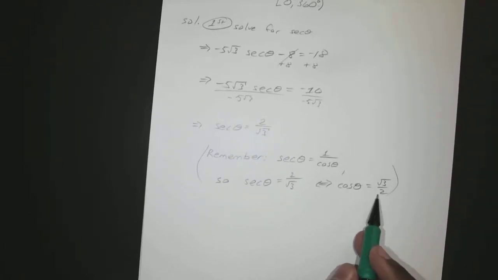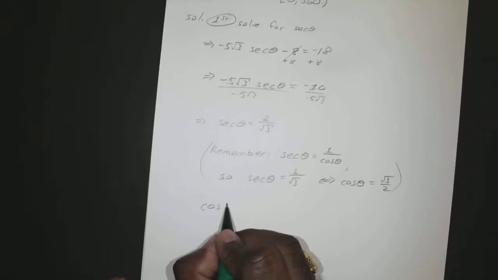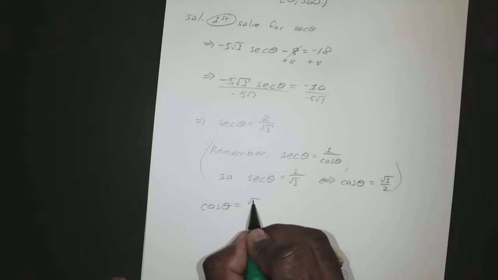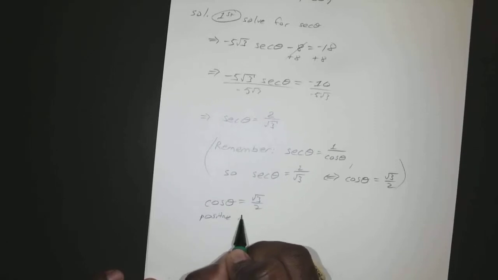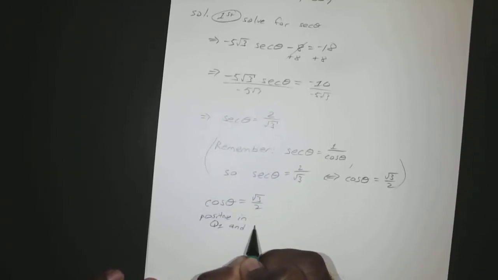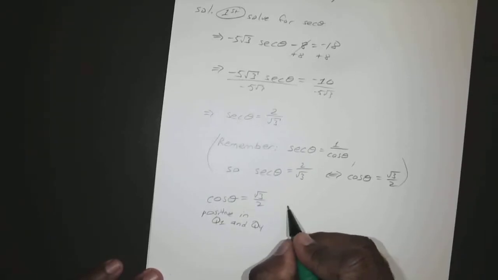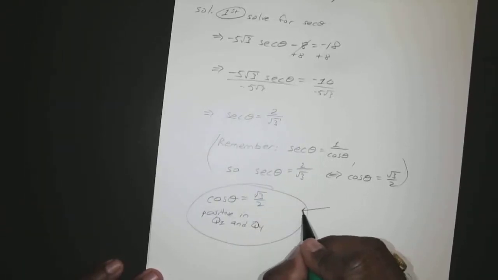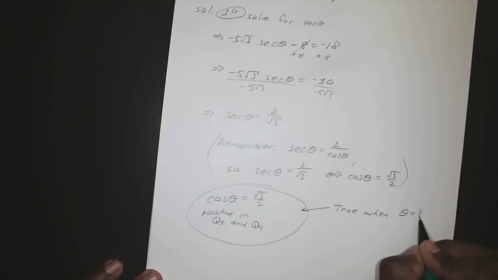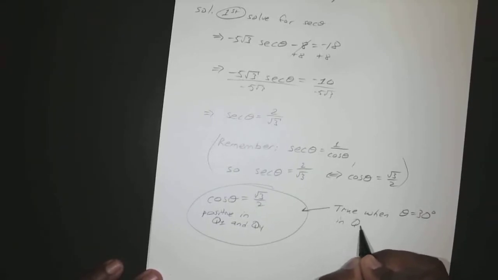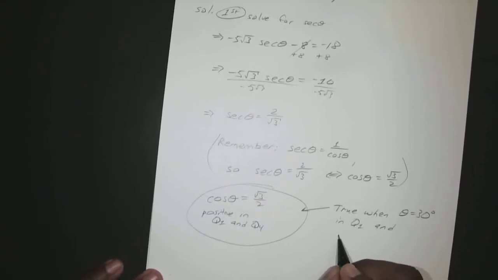Okay. So we know that cosine of theta equals square root of 3 over 2. And remember, that's positive in quadrant 1 and quadrant 4. Okay, so we know this is true when theta equals 30 degrees in quadrant 1 and theta is equal to 330 degrees, because remember that would just be 360 minus 30 in quadrant 4.